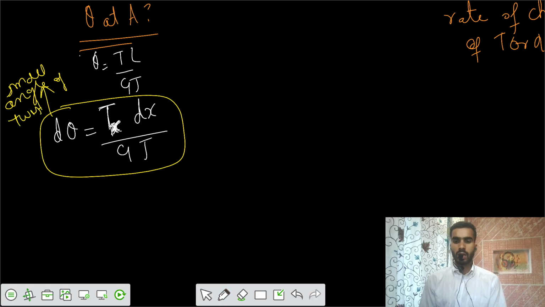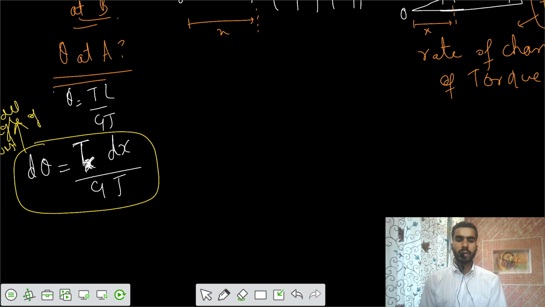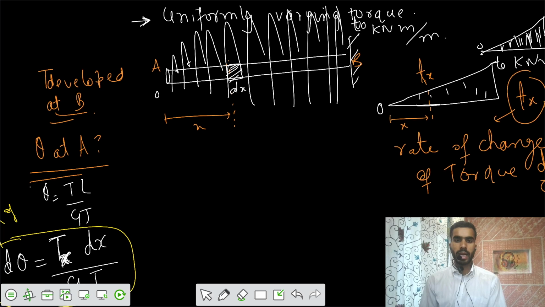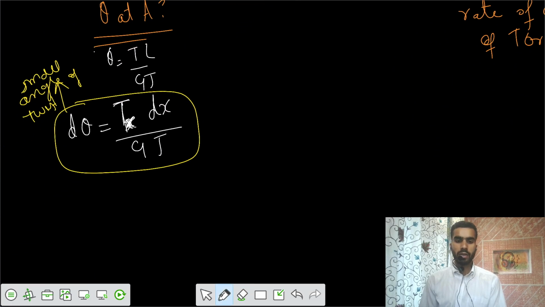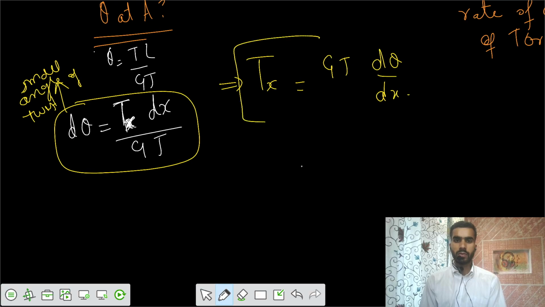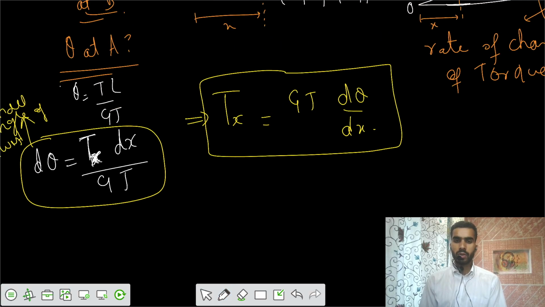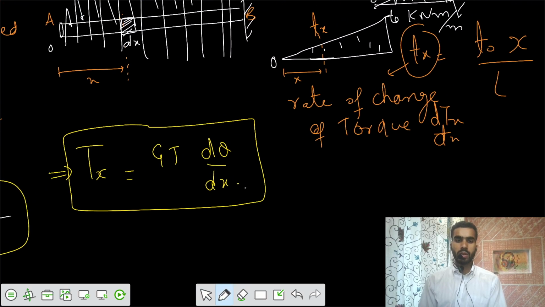Now, if I want to calculate the torque at the support, at x equals L, I need to convert it in terms of torque. The torque at x equals GJ d theta by dx. So you got this equation. But the torque is unknown, and theta is also unknown. So these two are unknowns.